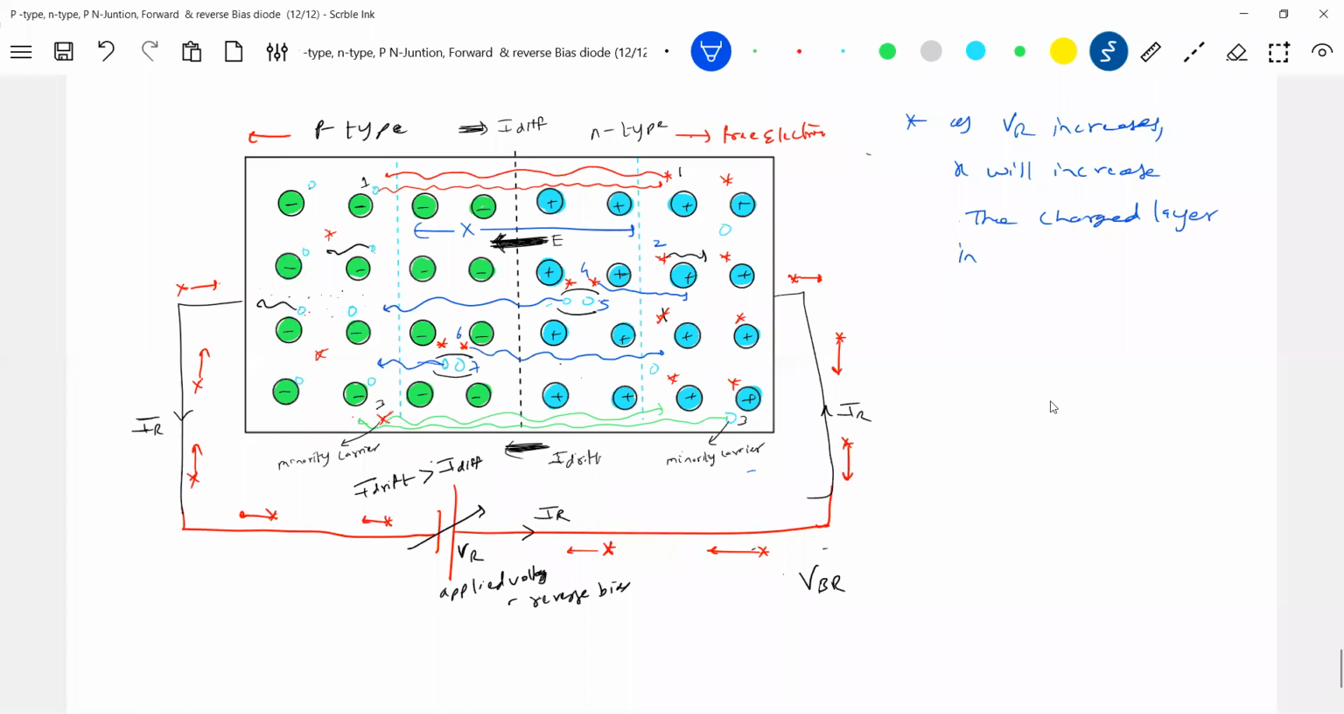The charged layer in the depletion layer increases. As the charged layer in the depletion layer increases, what will happen to the electric field? I think I should write this as E equals sigma by epsilon naught, or sigma minus of epsilon naught here.